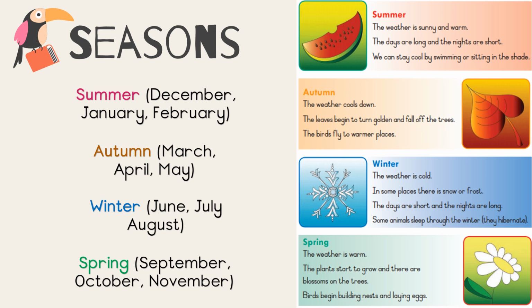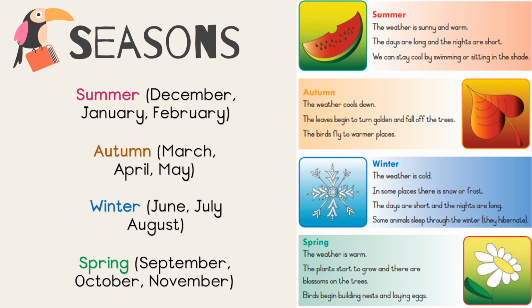In summer, the weather is sunny and warm. The days are long and the nights are short. We can stay cool by swimming or sitting in the shade. In autumn, the weather cools down. The leaves begin to turn golden and fall off the trees. The birds fly to warmer places.